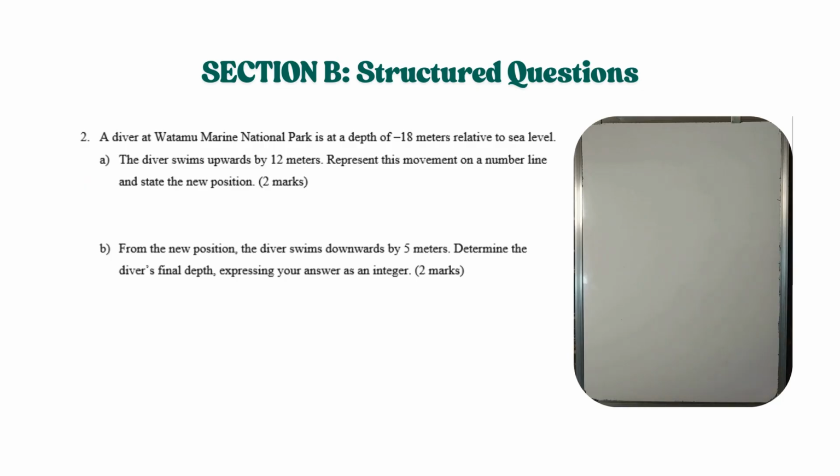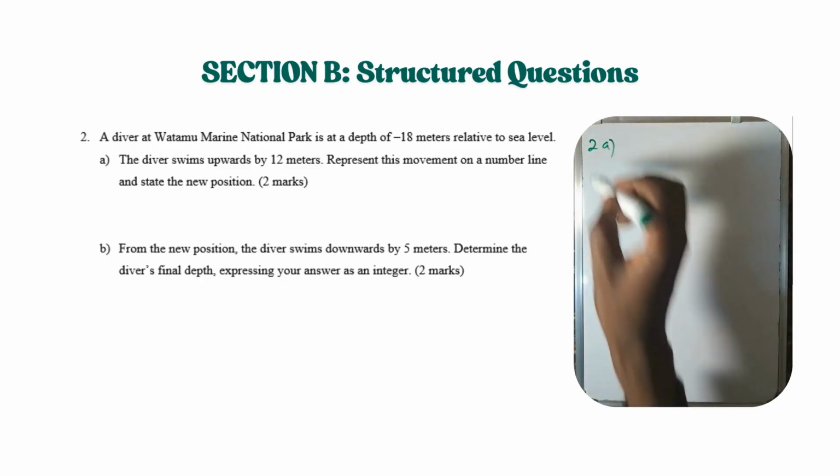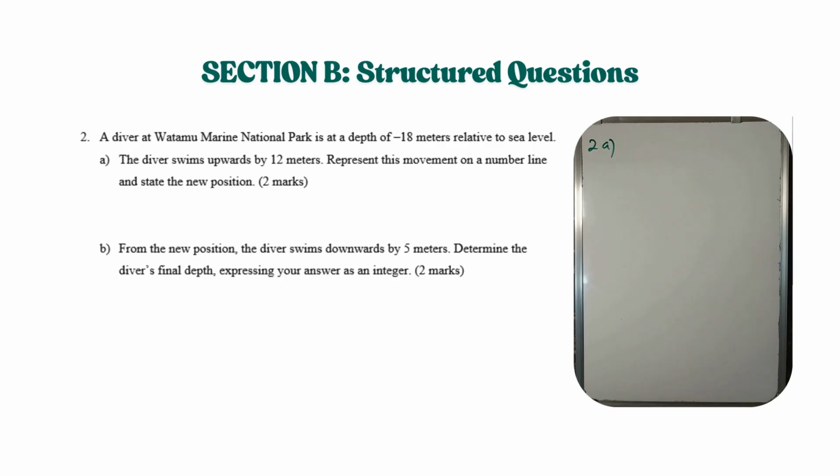Section B, number 2. A diver at Watamu Marine National Park is at a depth of negative 18 meters relative to sea level. For A, the diver swims upwards by 12 meters. Represent this movement on a number line and state the new position.